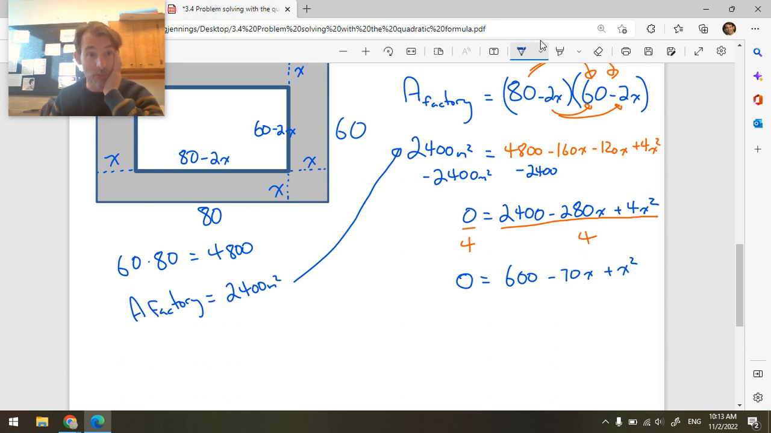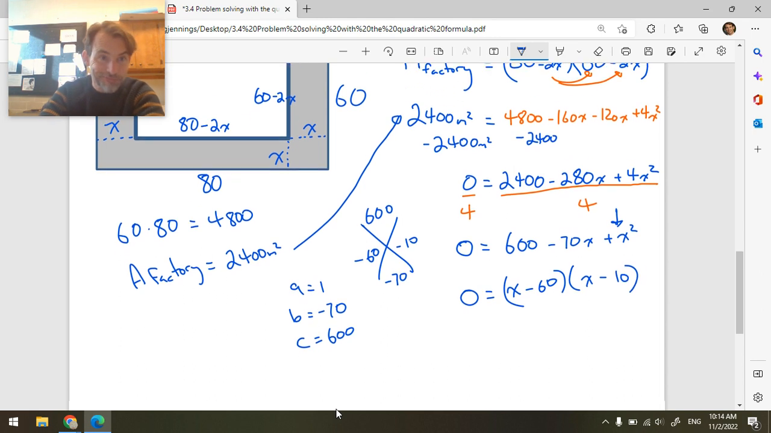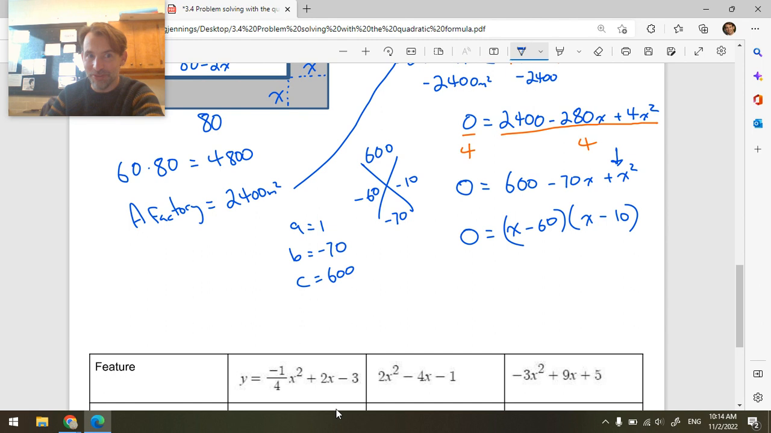Now I can go ahead and factor this if I want. I'm going to factor it because I don't want to use the quadratic formula. If I was using the quadratic formula, my a would be 1, because it's just 1x squared, my b would be negative 70, and my c would be 600. It will give me the same answers as playing the x game: multiplies to positive 600 and adds to negative 70. Those numbers are negative 60 and negative 10. So we have 0 is equal to x minus 60 times x minus 10. Now we can find the value of x.